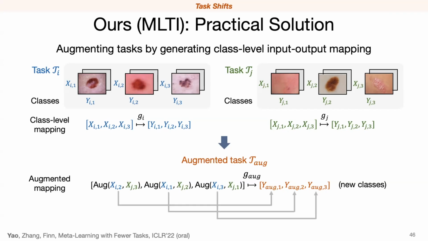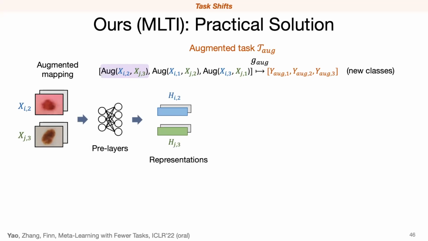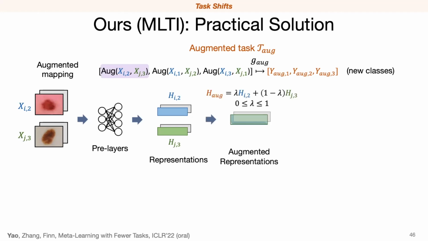So different from the original settings to classify the different diseases, we aim to partially classify the different disease pairs. Let's see how one augmentation works. Basically, we feed a pair of examples into pre-layers and get their representations. We can make these augmented representations happen at the representation level, and there are a bunch of ways to do such augmentation. We just show a very simple case, the linear combination, where lambda is a random variable sampled from a beta distribution.